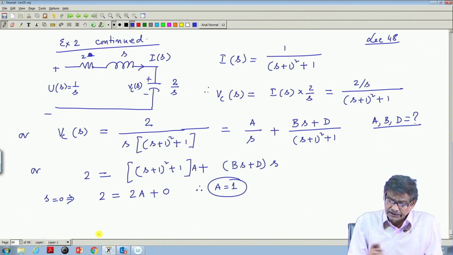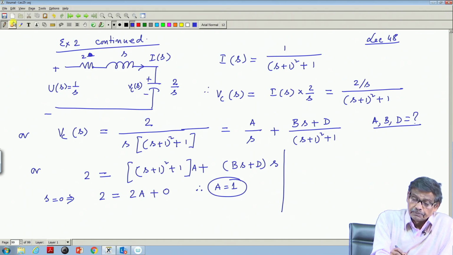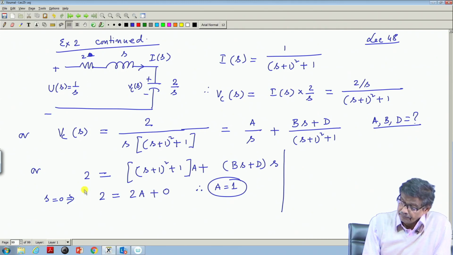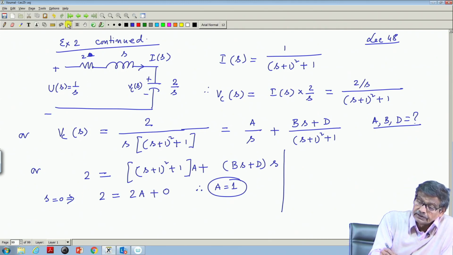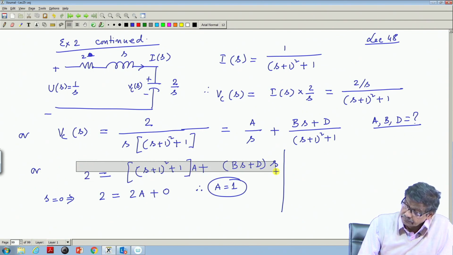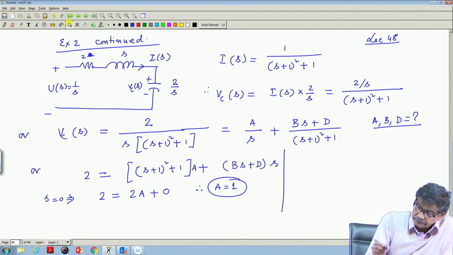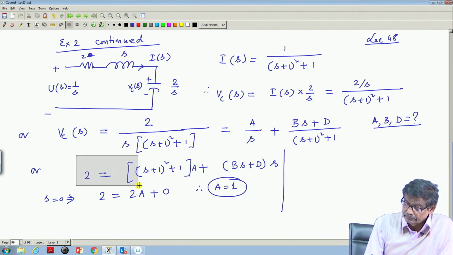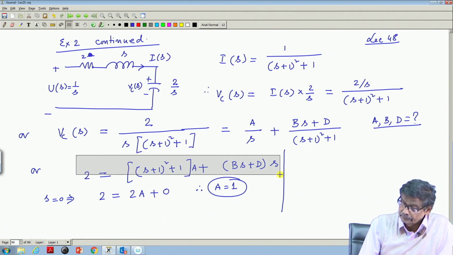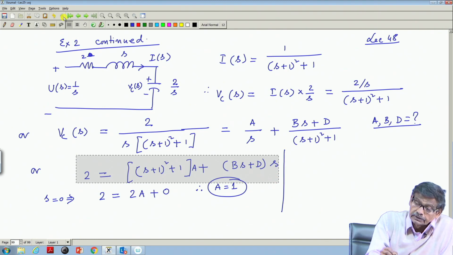Once this constant is obtained, I rewrite this on the next page, so that you copy this one. This is what we are copying, and on the next page we paste it.